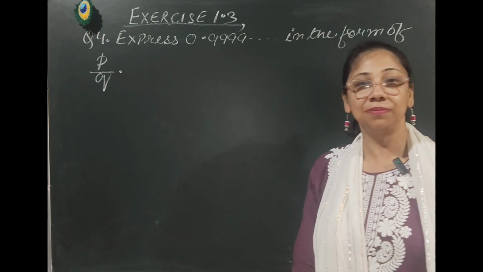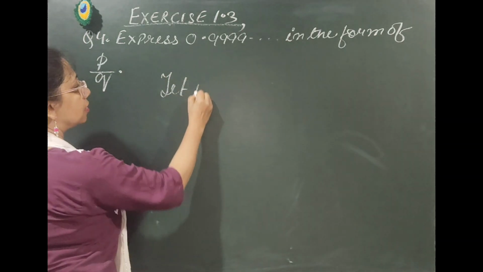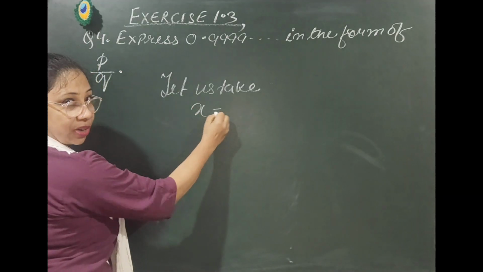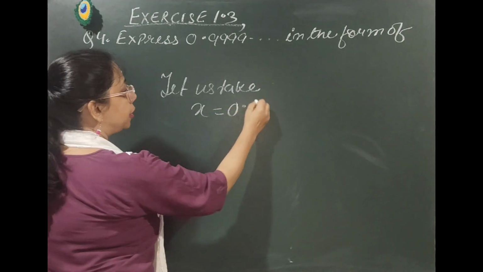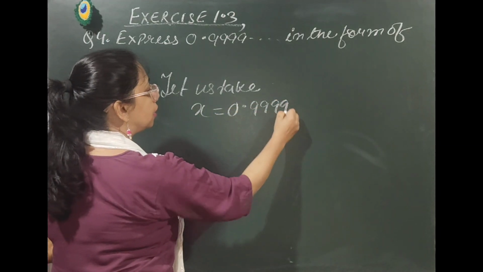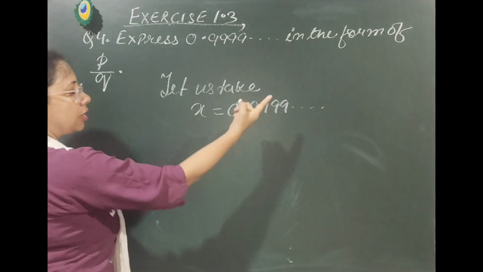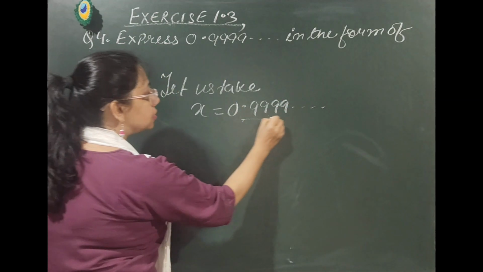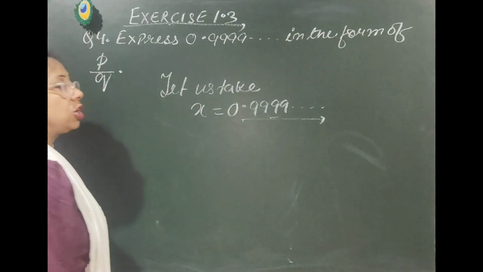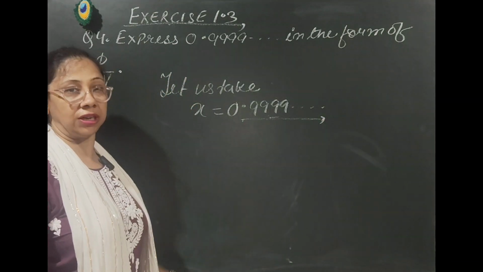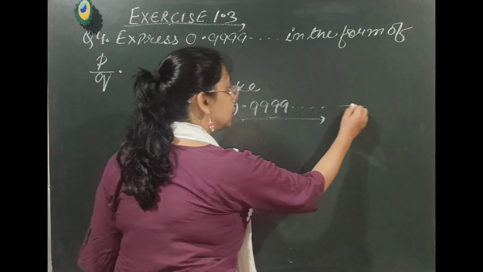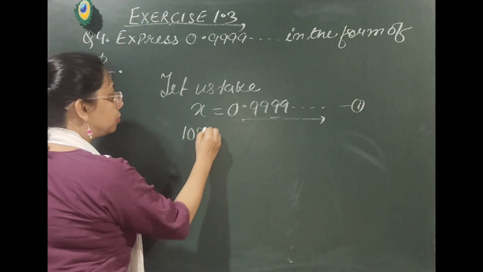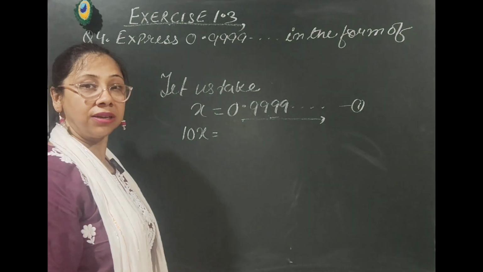Let's start. Let us take x equal to 0.9999..., which is a never ending decimal number. This decimal expansion is a non-terminating repeating decimal. Let us consider this as 1, and let us multiply x with 10. Why 10?